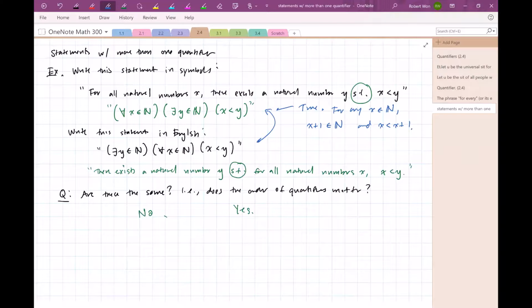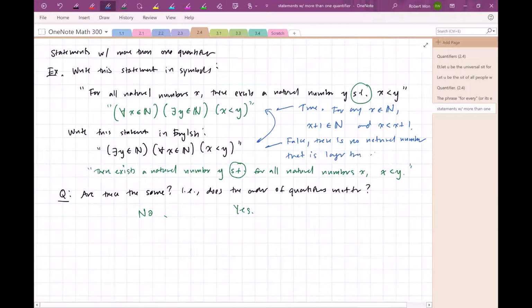There exists a y. There's a single natural number y such that no matter which natural number x you give me, y is going to be bigger than x. And this is not true. This is false. There is no natural number that's larger than all others. So since the first statement is true and the second statement is false, these statements clearly can't mean the same thing.